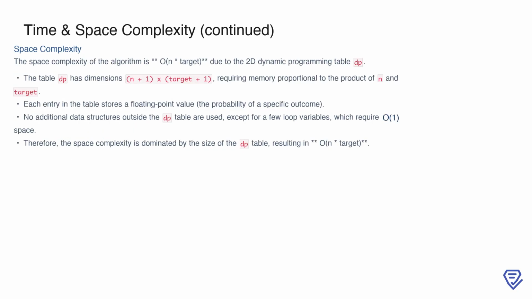Now, let's turn to the space complexity. The space complexity of this algorithm is also O(n * target), primarily due to the use of the 2D dynamic programming table, dp. The dimensions of this table, n plus 1 by target plus 1, dictate the memory usage, which scales with the product of n and target. Each cell in this table stores a floating point value representing the probability of a specific outcome. Beyond the dp table, the algorithm uses only a few additional loop variables, which require constant space, O(1). As a result, the memory usage is dominated by the size of the dp table, confirming that the overall space complexity is O(n * target).